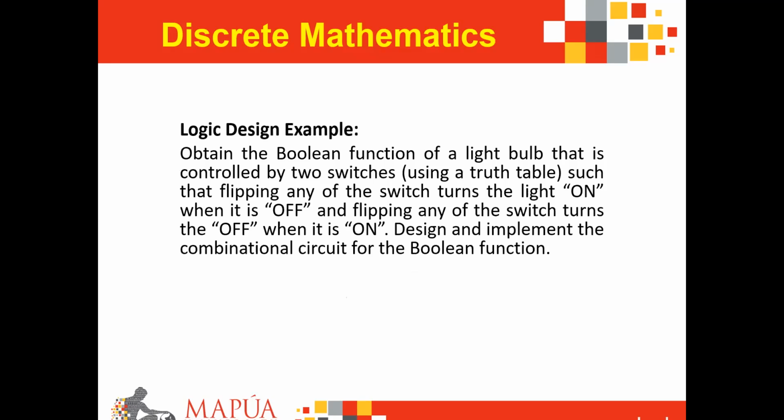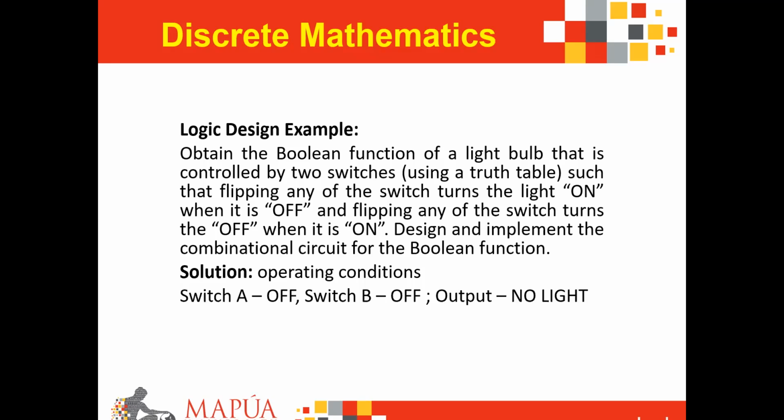This is one particular example. We are asked to obtain the Boolean function of a particular light bulb that operates using 2 switches such that flipping any of the switches will turn the light on when it is off, and flipping any of the switches will turn the light off when it is on. Upon doing so, we first evaluate the different operating conditions needed for our 2 switches when turning the light on and off. Assuming that switch A is off and switch B is off, our respective outcome would be no light. Now, if I flip any of these switches here, it should turn the light on.